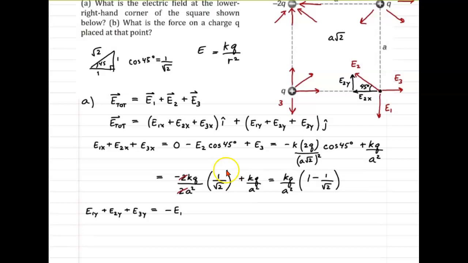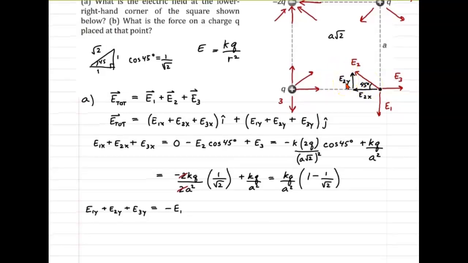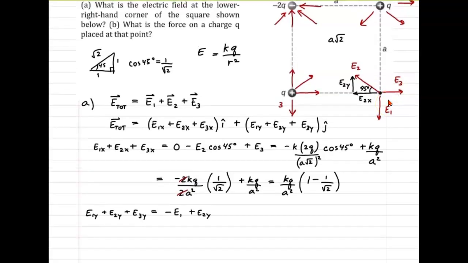Okay. Next, E2 does have an x component, so it's not completely in the y, but the y component we've shown here already, it's going up, so it's going to be positive E2y. And then last is E3. Now E3 has no y components, completely in the x, so we'll just put a 0 there for it.